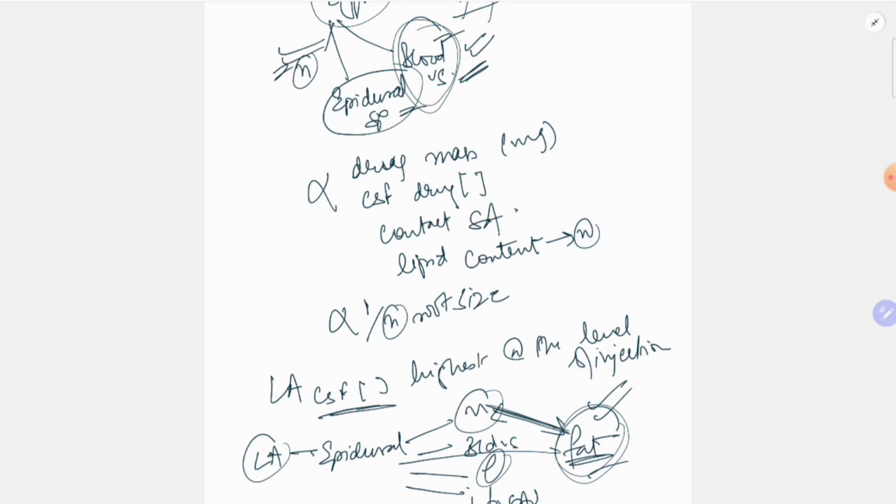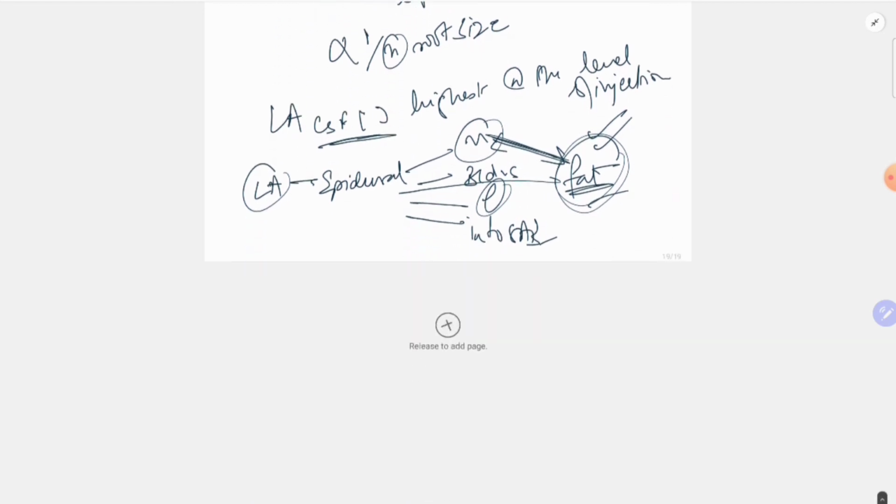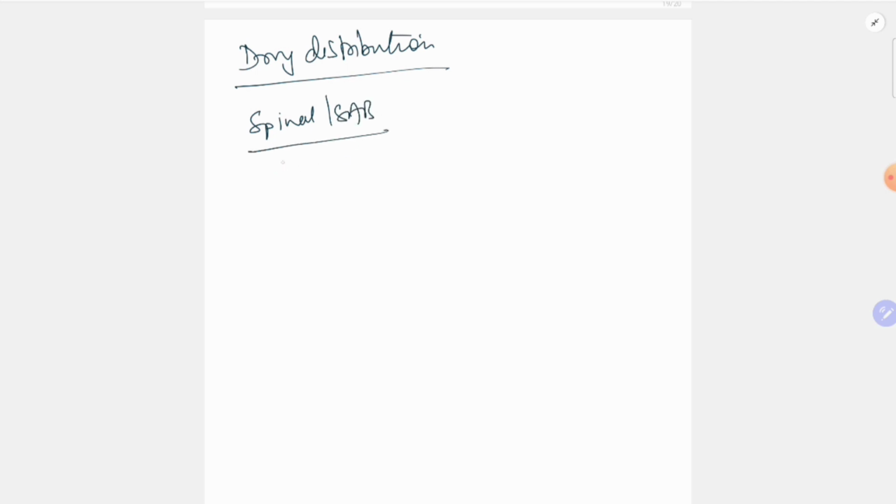Once the drug uptake has happened, we have injected the drug, the nerves have started to pick up. We'll talk about the drug distribution. What factors govern the drug distribution? For spinal anesthesia in the subarachnoid space, now we have the nerves and we have the CSF.